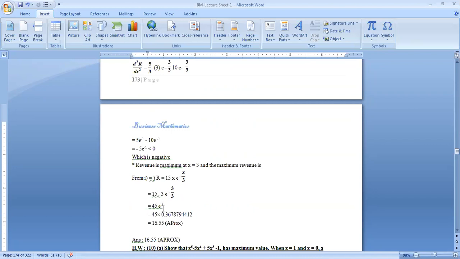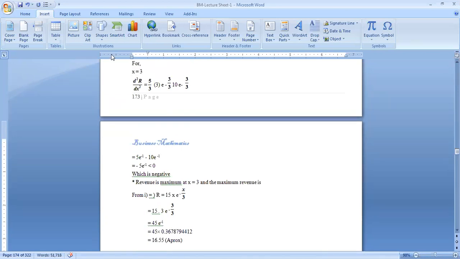From the scientific calculator, e to the power minus 1 equals to 0.3678794412. We have to use a scientific calculator here. Now 45 multiplied by this equals to 16.55 approximately. Approximately we get this result.